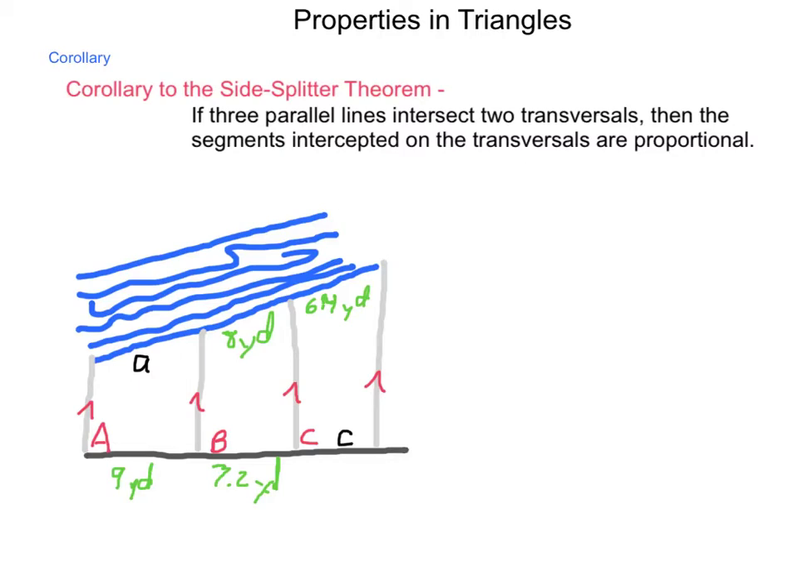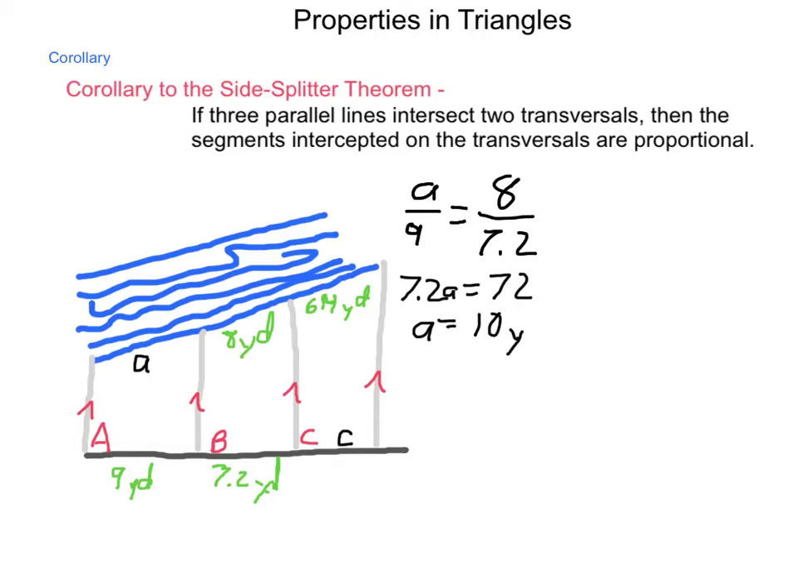And we have the information that is necessary in section B in order to set up our proportions. So what we come out with for A is A over 9 is going to equal 8 over 7 and 2/10. So again, using our cross products, we come out with 7 and 2/10 A is equal to 72. Dividing, using the division property of equality, we have A is equal to 10. So since everything else was in yards, A is going to be 10 yards.